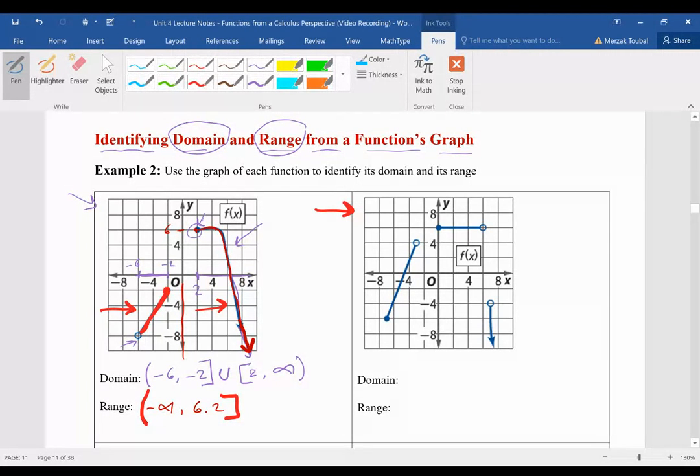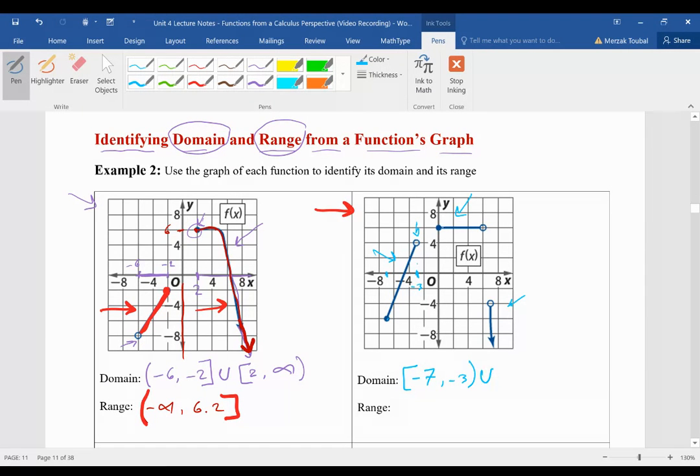Let's start with the domain. As you see here, we have this segment, and then this one, and this one is a curve, not a segment. So the first segment starts at, it looks like, -7. Is -7 included? Yes, because we have a closed circle at -7. Then it ends at -3, not included because we have an open circle. So comma -3, not included, so you have to use a parenthesis.